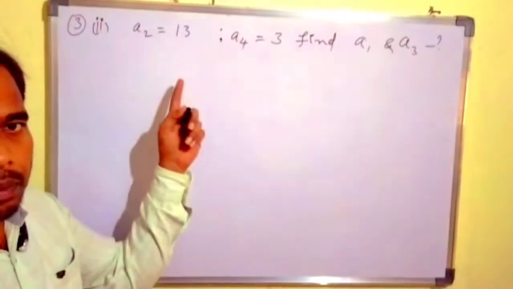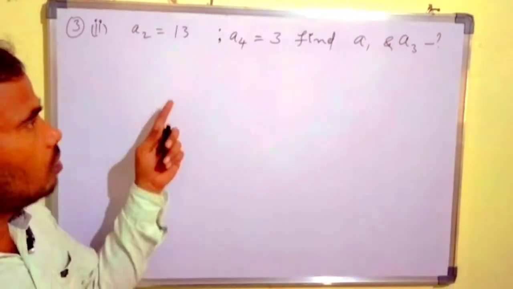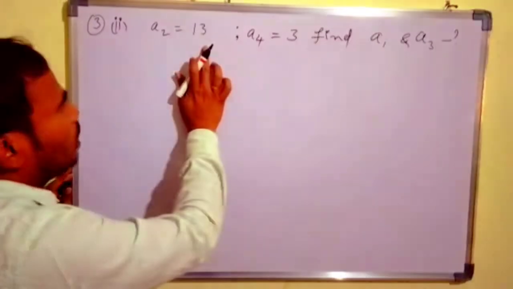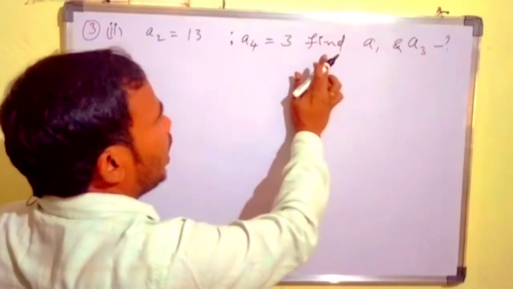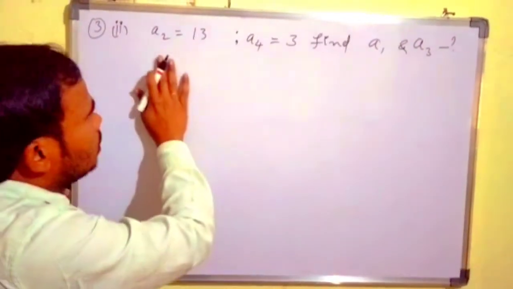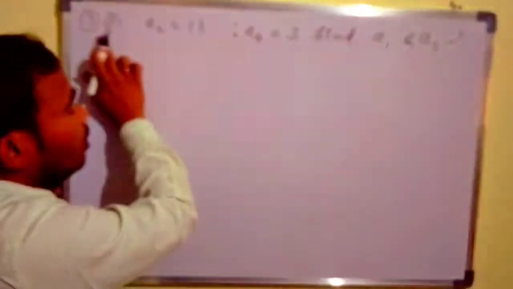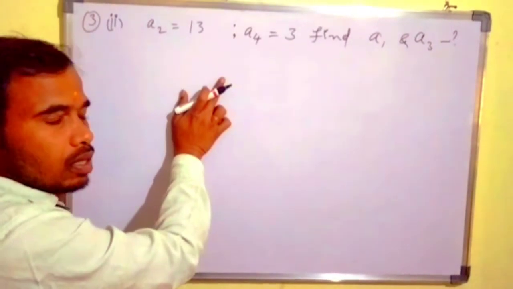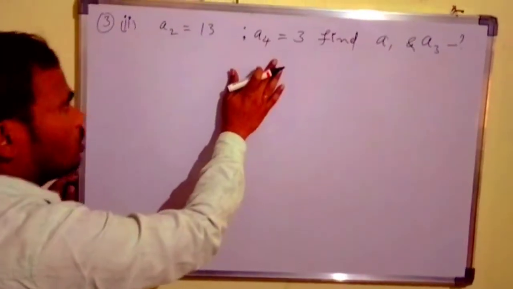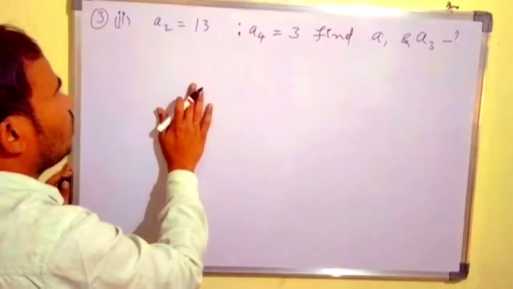Now I am explaining the second question. The first question you can solve the same as it is. Second question: A2 is equal to 13, A4 is equal to 3, and find A1 and A3. This is what is given. The series is an arithmetic progression, and we are finding A1 and A3.